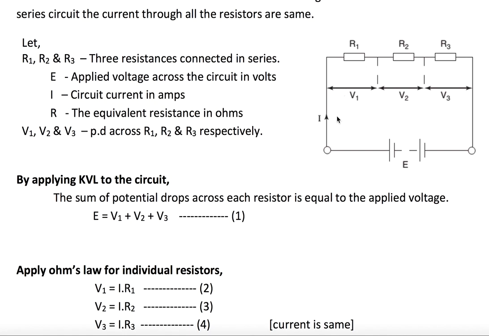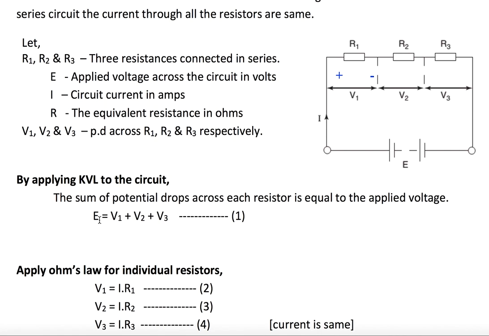Whatever the polarities of these voltages, that depends on the current direction. The current is flowing from here to here, so this side will be positive and the other side will be negative. If the current is flowing the other way around, then the polarities reverse. So the polarities are plus here, minus here for V1, and the same for V2 and V3 as well.